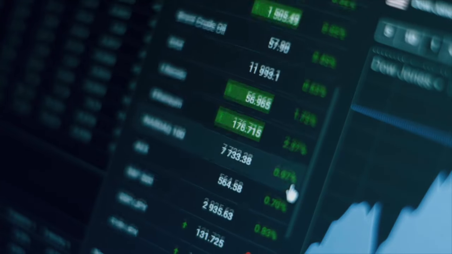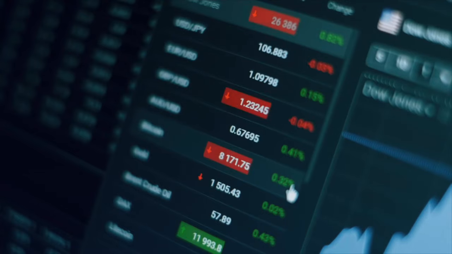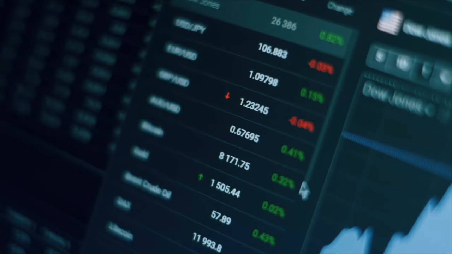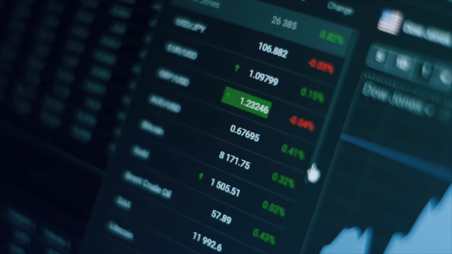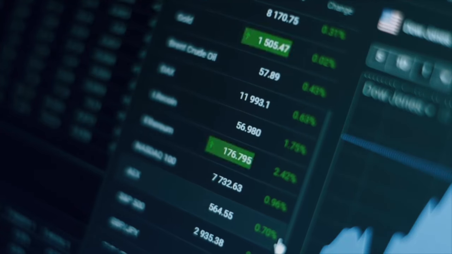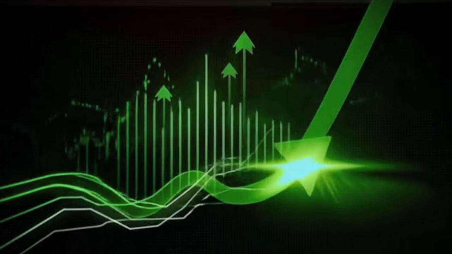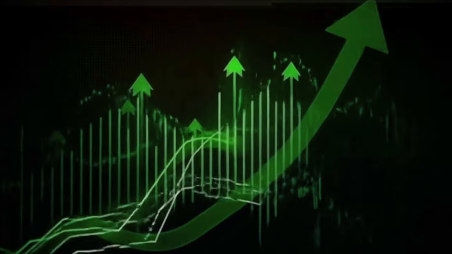The role of exchanges. An exchange is the marketplace where trading happens. Examples include the New York Stock Exchange, NASDAQ, London Stock Exchange, or Binance for crypto. Exchanges act as intermediaries. They ensure trades are executed fairly, prices are transparent, and buyers are matched with sellers in real time.